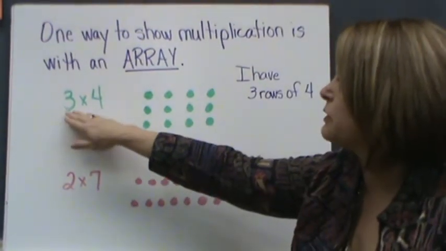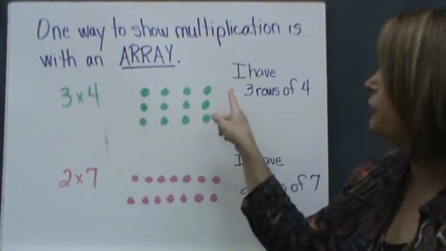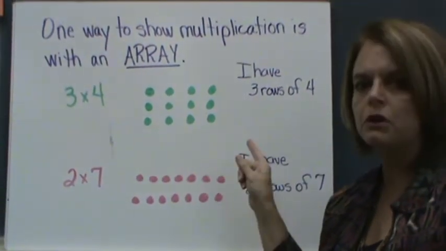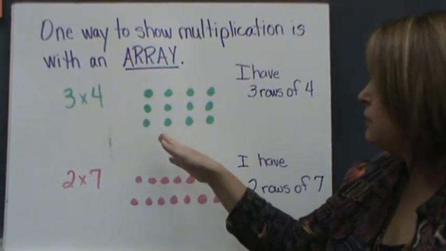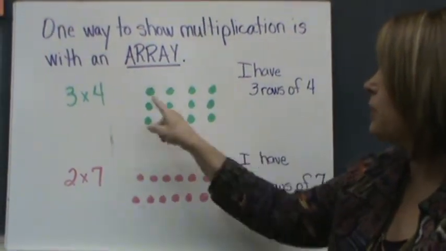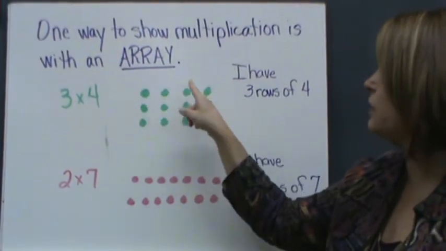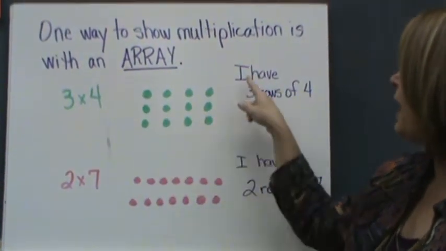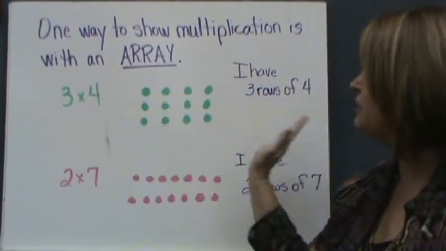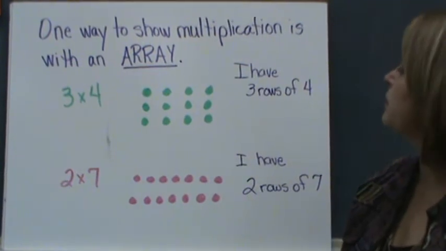My equation here is 3 times 4. And here I have 3 rows. Rows go across, they go horizontally, of 4. So I have 3 of those rows. There are 4 in each row. 1, 2, 3, 4, 1, 2, 3, 4. I have 3 rows of 4. So there are 4 in each of my rows.